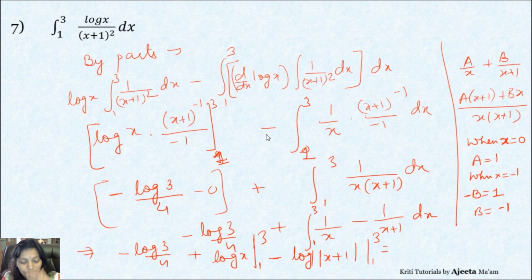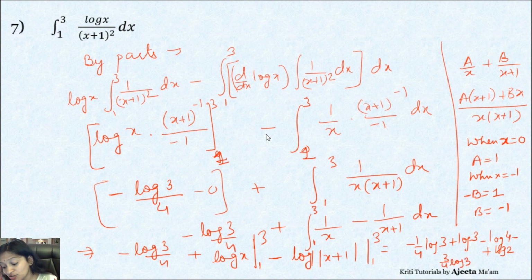So what will you get the answer as? Let's see. Minus 1 by 4 log 3, then again one more log 3. Log 1 is 0. I'm not writing anywhere log 1, okay? Then minus log 4 and minus plus log 2. Now 1 minus 1 by 4 log 3 plus log 3, how much will it be? Yes, 3 by 4 log 3. Minus log 4 plus, and then you get plus log 2.